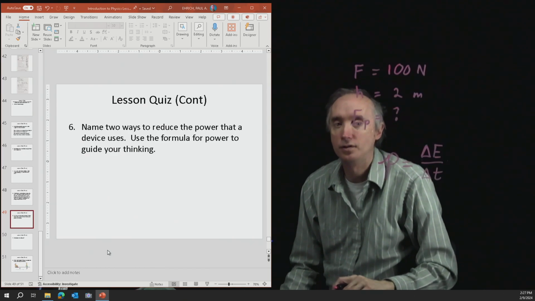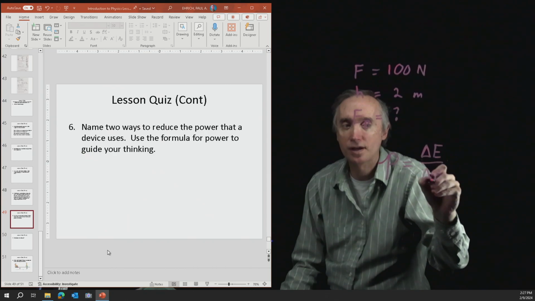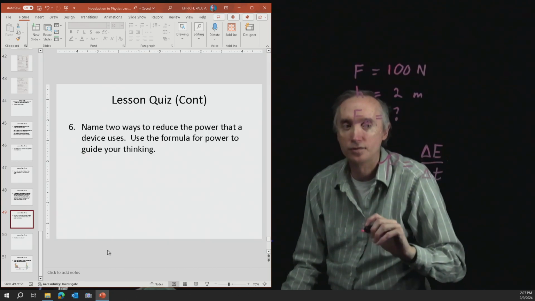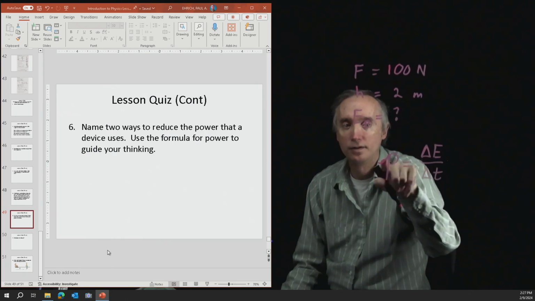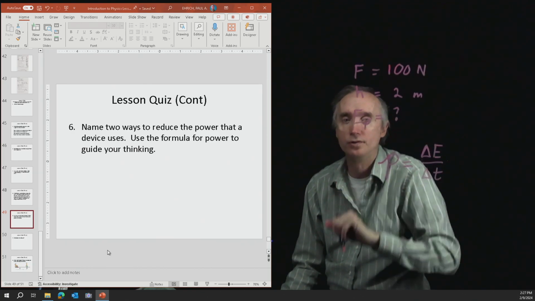So what's the other thing you could do? Increase the amount of time that it's doing it in. So if you increase the t, that would reduce the P, or if you reduce the E, that would reduce the P.